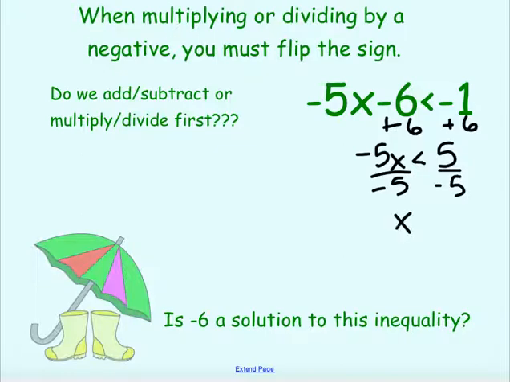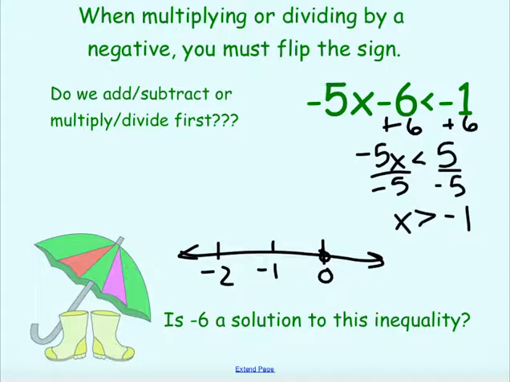And we get x is greater than -1. So on a number line, we would say, all right, we have -1, we have 0, we have -2. We have an open dot going to the right, showing those numbers that are greater than -1. So is -6 a solution to this inequality?